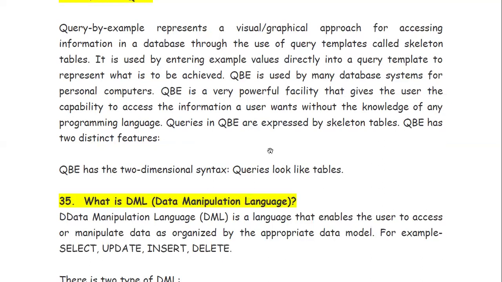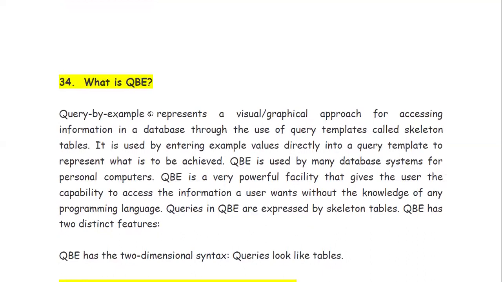Queries in QBE are expressed by the skeleton tables, and it has two distinct features, and they are a kind of two-dimensional syntax. So just remember that QBE is for those who don't want to deal with those syntactical kinds of queries. It's because it is already a kind of query template.